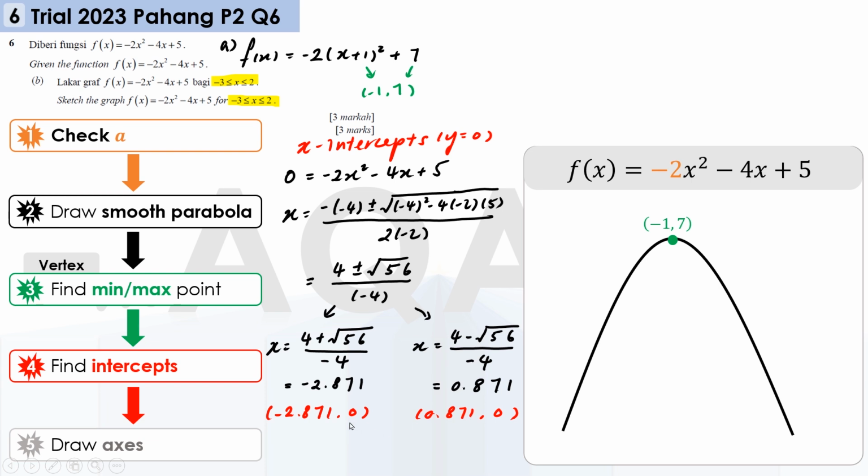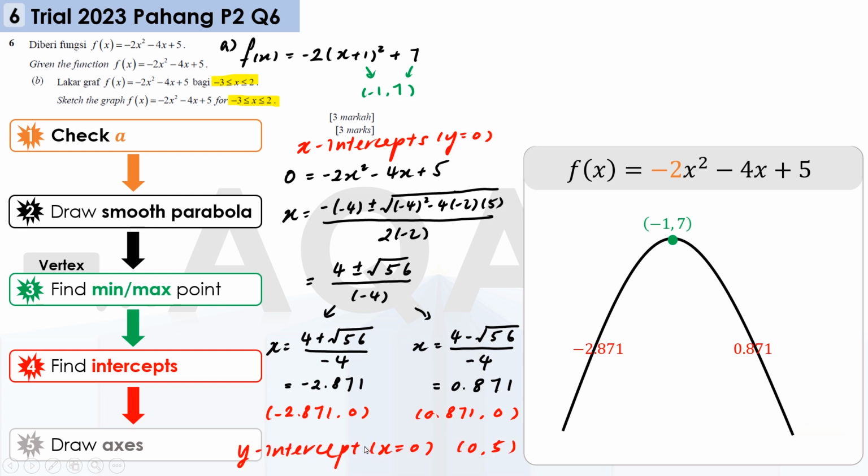And now we just put these two coordinates into this graph. But here we need to monitor the x-coordinate of the maximum point. So this value is less than -1. This one is more than -1. So -2.871, we'll put it on the left. The other one, put it on the right.